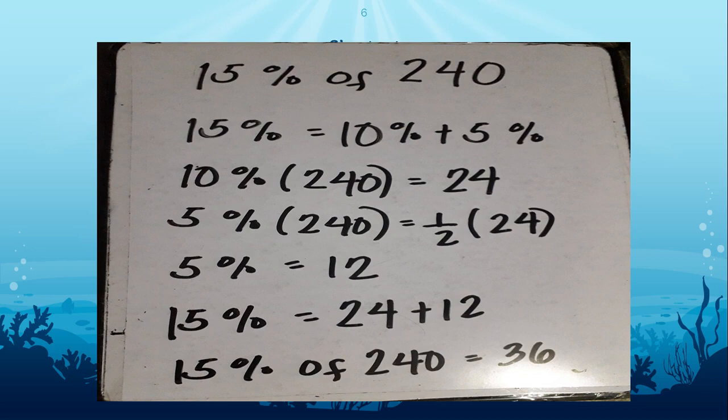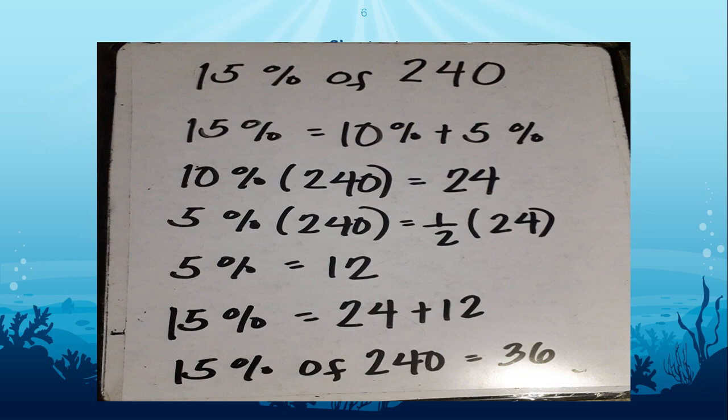So we need to find first what is the 10% of 240 and what is also the 5% of 240. So here that's just the relationship of 15%. We can break it down into 10 and 5.